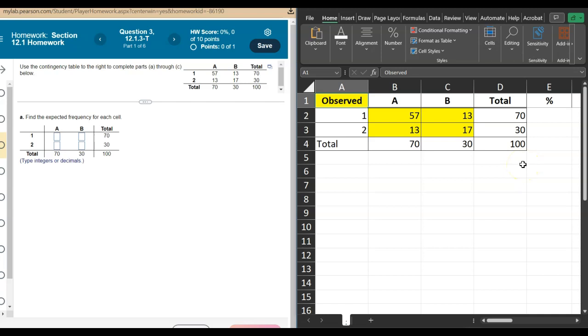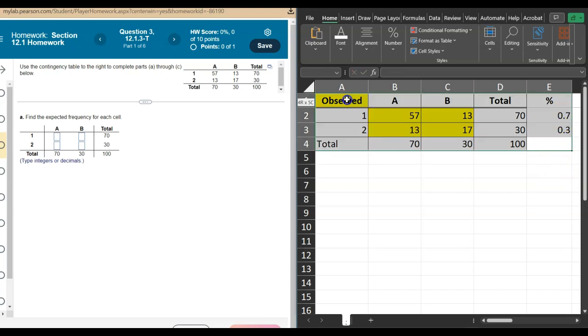What I'm going to do here is figure out the percentage of each row overall. The overall is 100, so I type the equal sign, take the total of the row, which is 70 in this case, and divide by 100. That's going to be 0.7, which is 70%. I'll do the same thing for the second row: equal sign, click on the 30, divide by the 100, enter. So I need these two values.